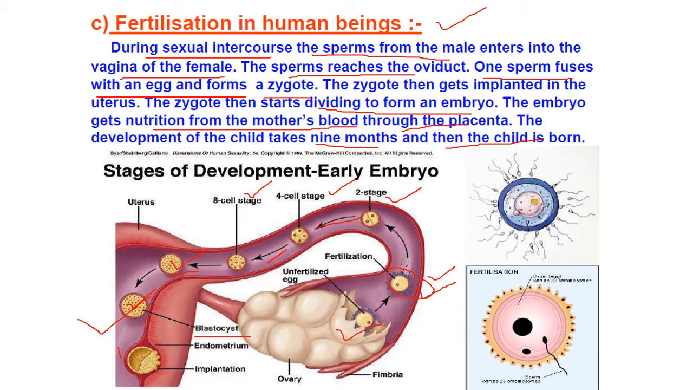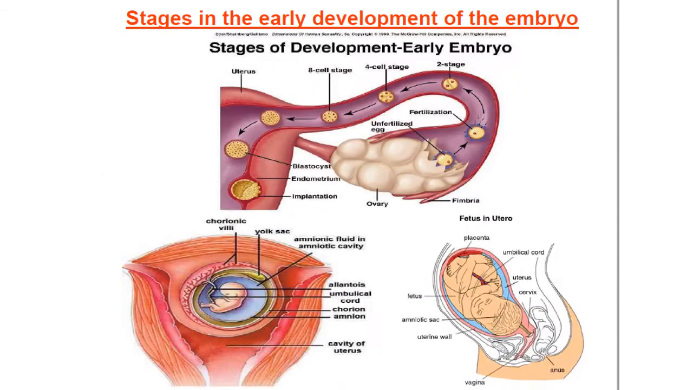You can see the diagram over here. This is the ova and these are all the sperms. Can you see this? Many sperms come near the ova, but only one sperm has the ability to fertilize the egg. Can you see over here? Once the sperm gets into the ova, this is how the fertilization process occurs.